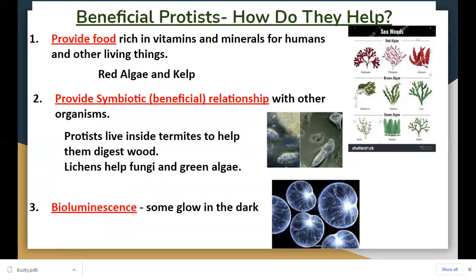And finally, protists are beneficial because they provide bioluminescence, which is glowing in the dark, which is helpful in the deep, deep ocean where there's not much light.